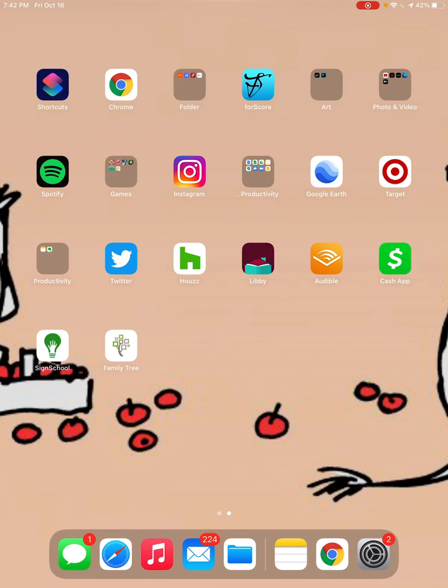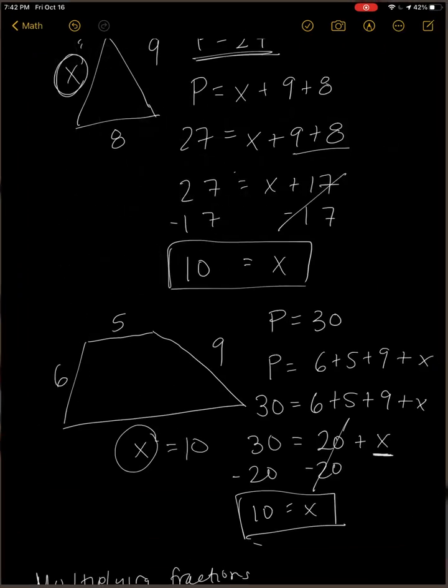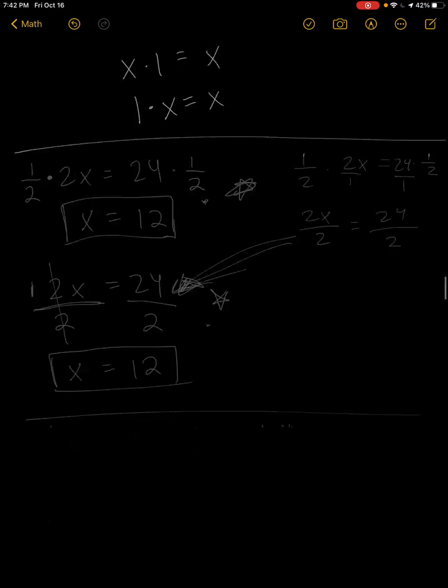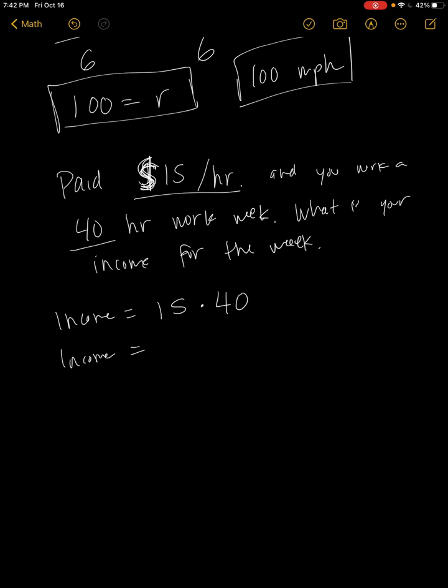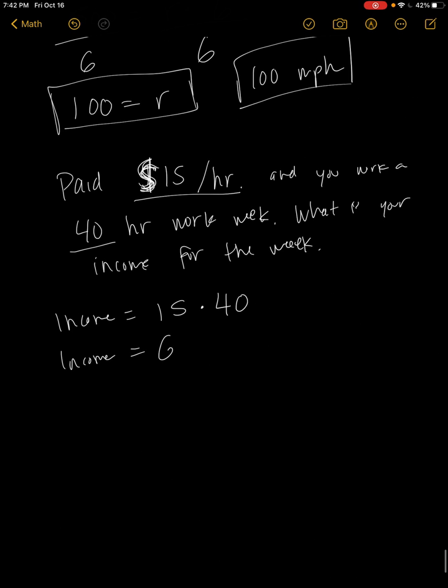$600. Always have your calculator on you. So that means for the week you make $600. Okay, so we use the distance rate time formula, but to figure out your income, right?